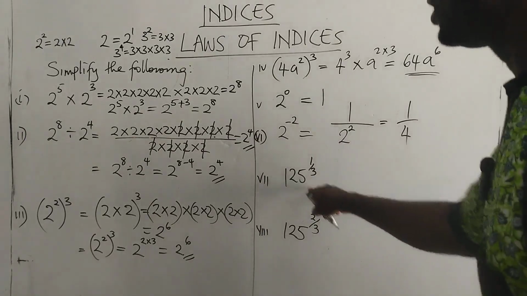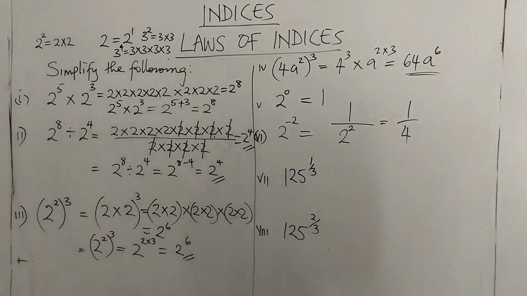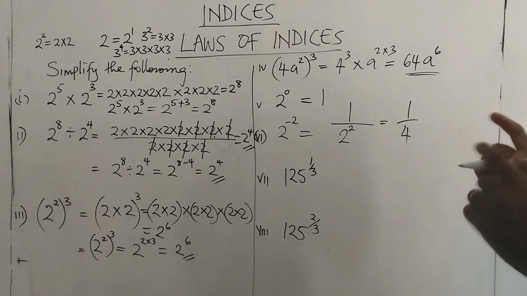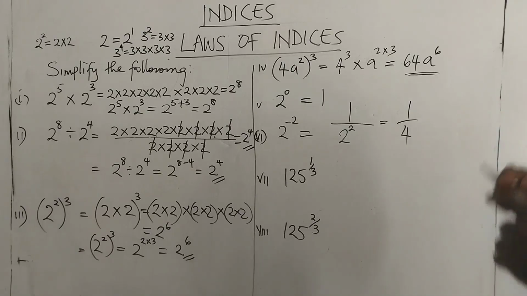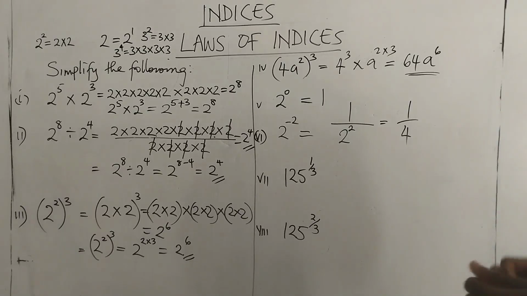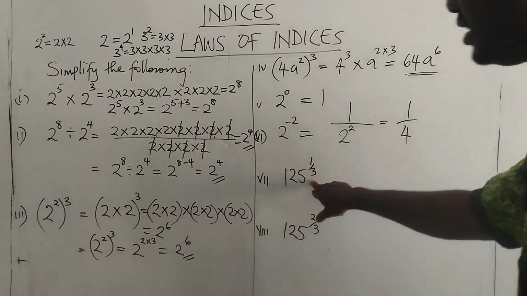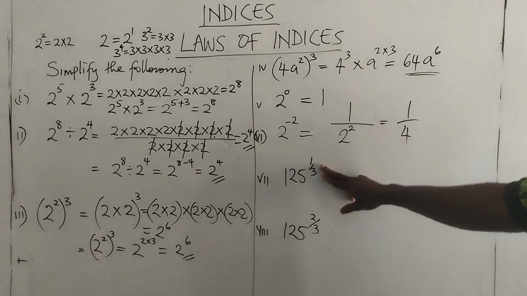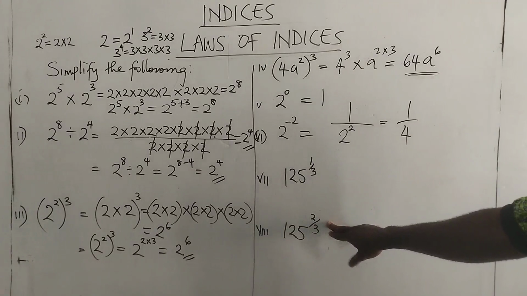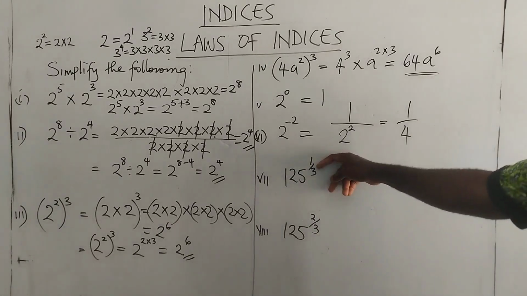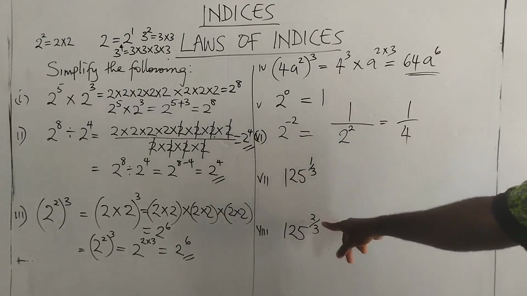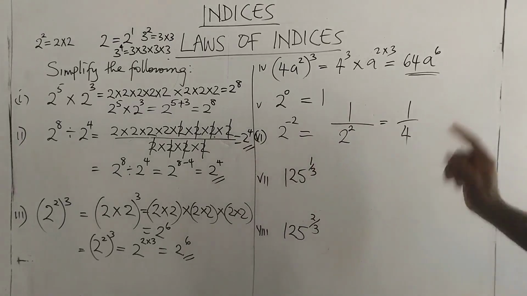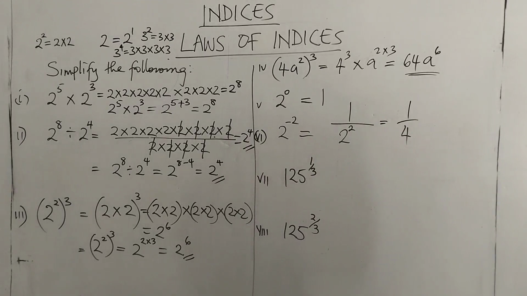Now, the next one has a fractional index. Now, look at this and this. They are almost the same thing. This one has a fractional index, this one has a fractional index. But the numerator of this fraction is 1, while the numerator of this one is not 1, it is 2, or any other number. That's where the difference is.